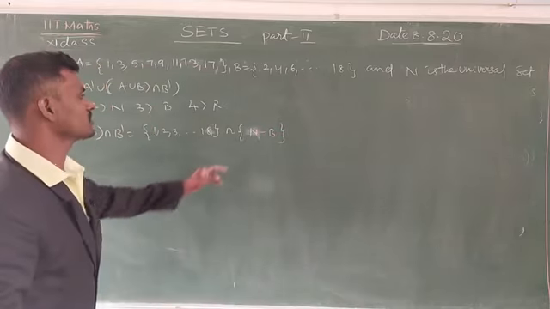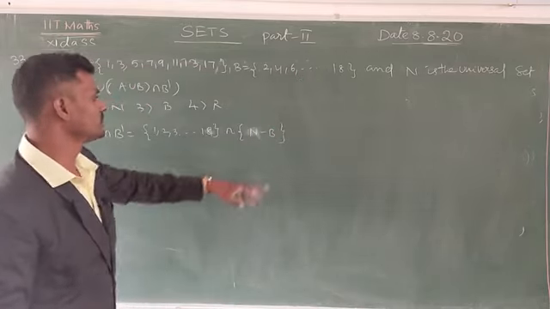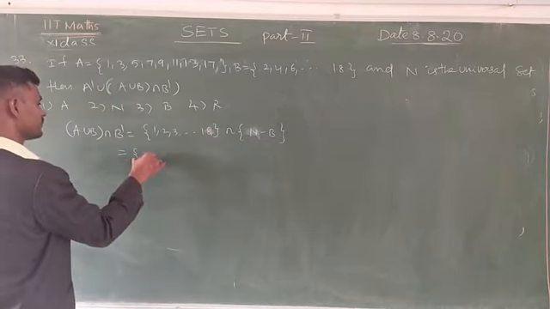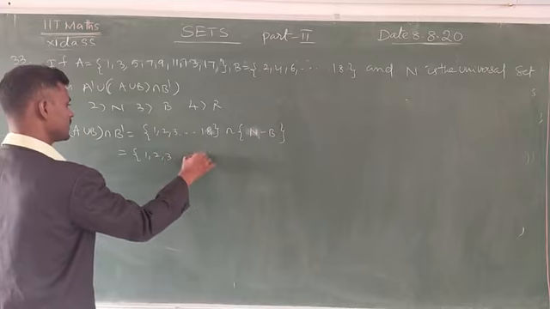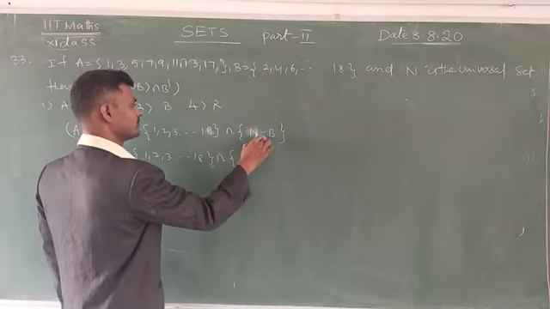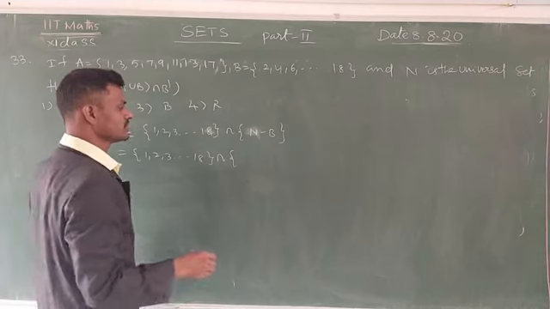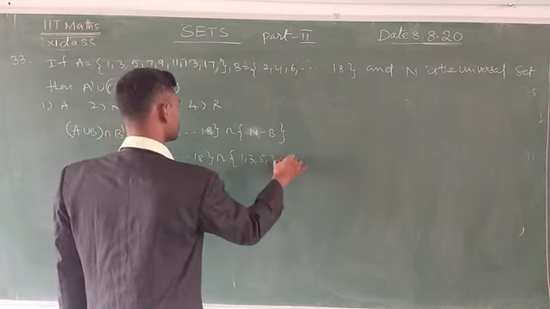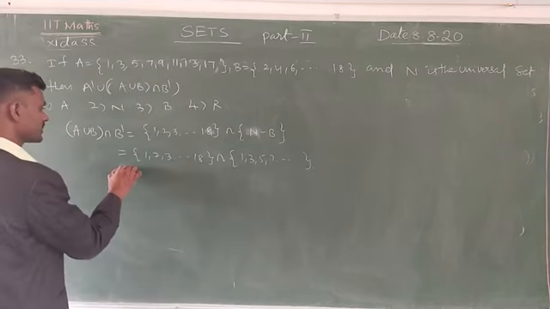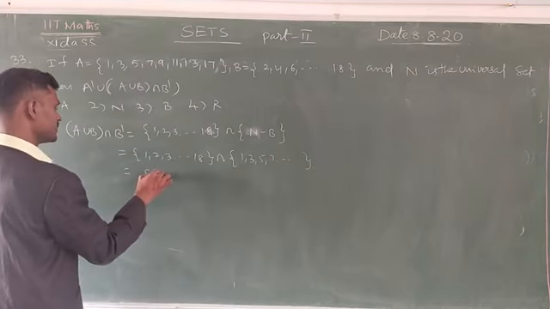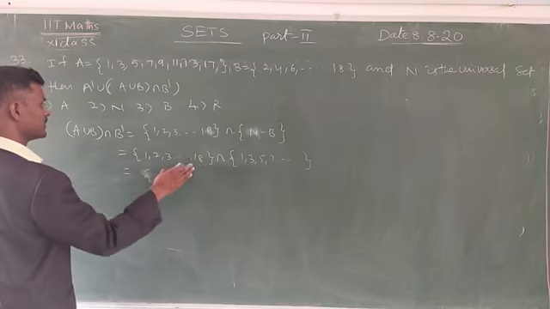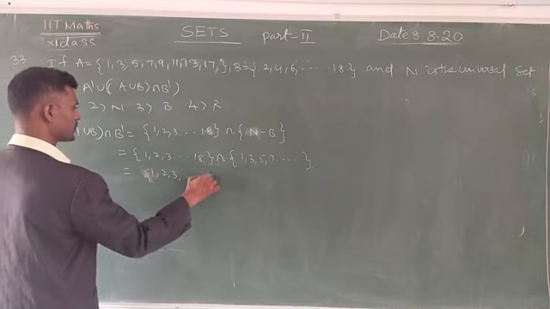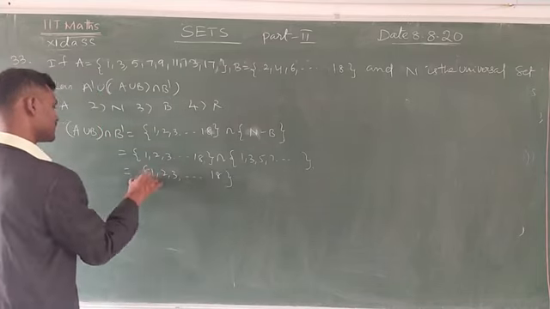Here B means all even numbers. When all the even numbers are subtracted from the set 1, 2, 3 up to 18, we get only the odd numbers 1, 3, 5, 7 and so on. Now the intersection of N, the set of all 18 numbers, with B dash gives 1, 2, 3, 4, 5 up to 18. This is the intersection part.